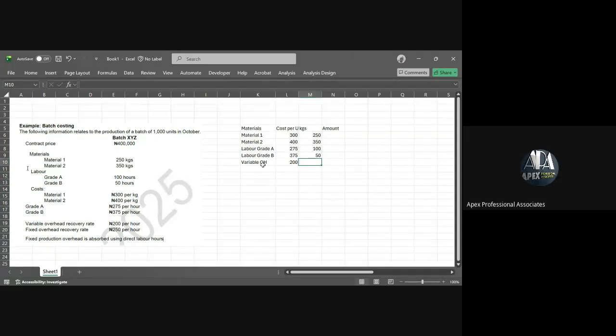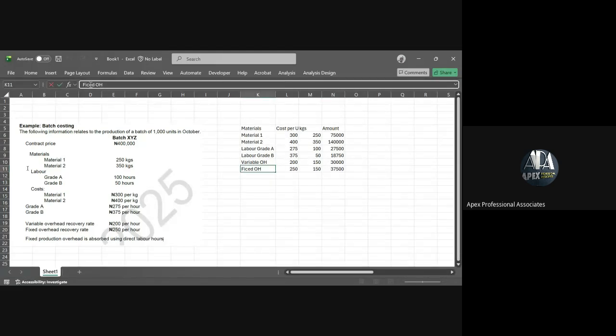Good. So we have fixed overhead at how much per hour? 250 per hour. Both variable overhead and fixed overhead will be running at 150 hours. Now let us multiply them. This is 75,000. Do you understand? Yes, sir. Good. So that is where we are. Let me put this at fixed overhead.